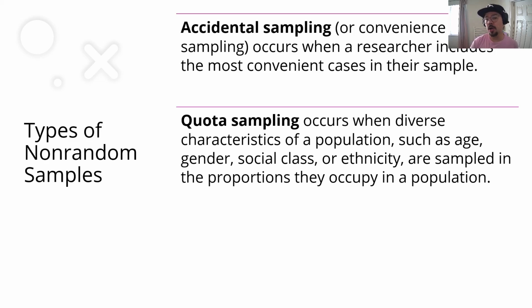If we learn that the proportion of Hispanic students at MSJC is like 51%, then for any sample that I draw, quota sampling would say, all right, well, make sure you have 51% of your sample being Hispanic students. And so that's an example of quota sampling.